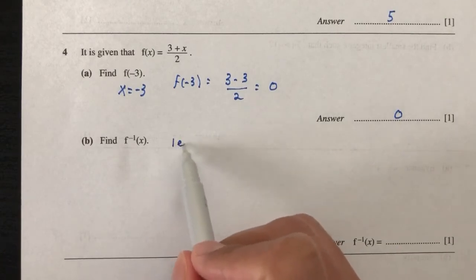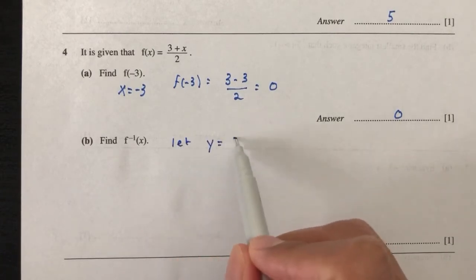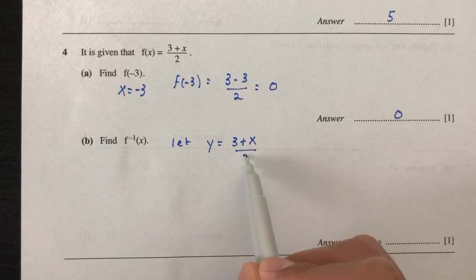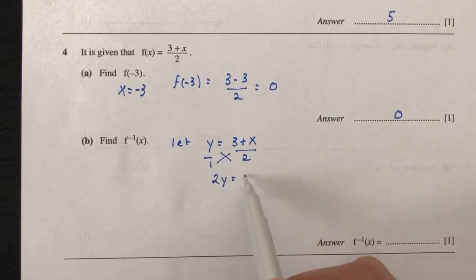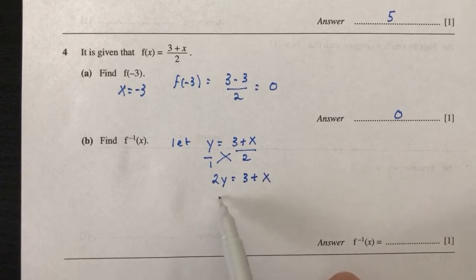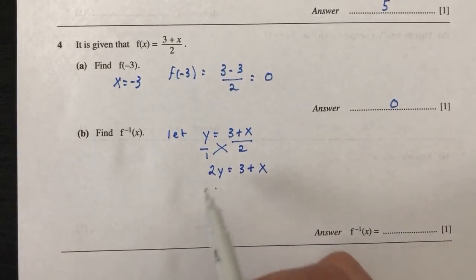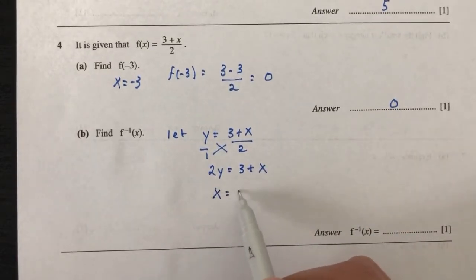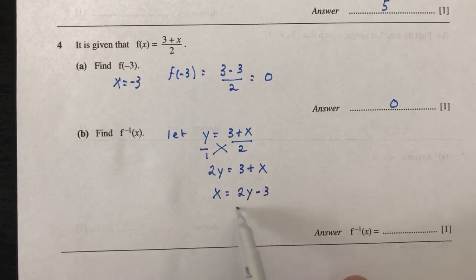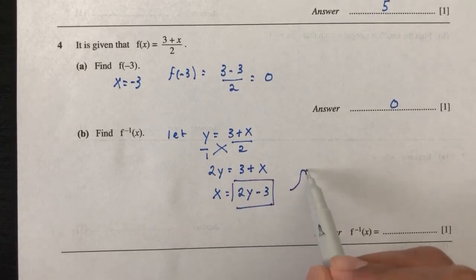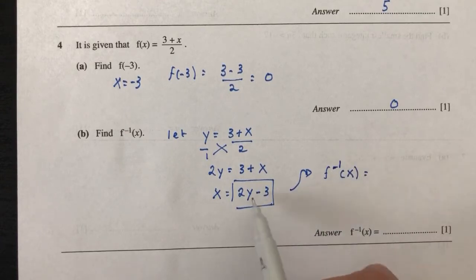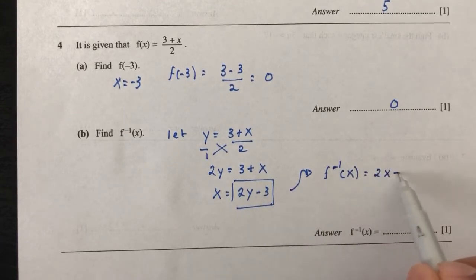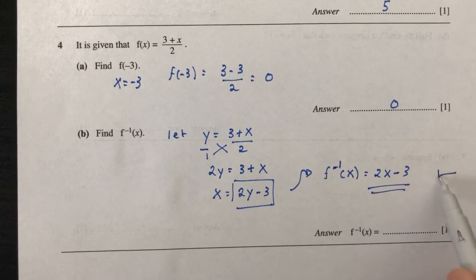So now we have to find f inverse. The first step is to let y equal (3 plus x) divided by 2. So now we cross multiply. We have 2y equal to 3 plus x. So let's make x the subject of formula. So x becomes 2y minus 3. And this is your answer for f inverse. F inverse is in terms of x, so we have to change y to x. That is your answer for f inverse of x.